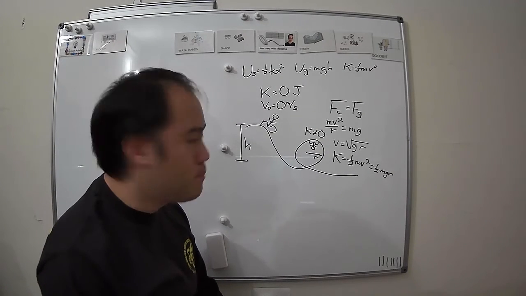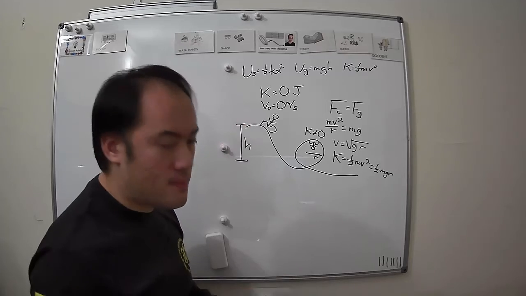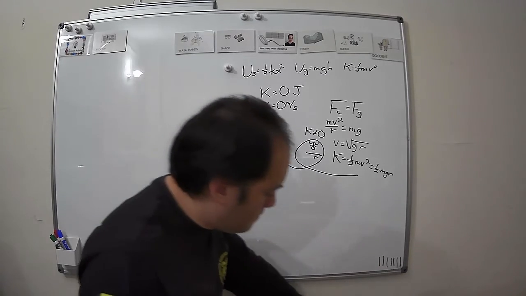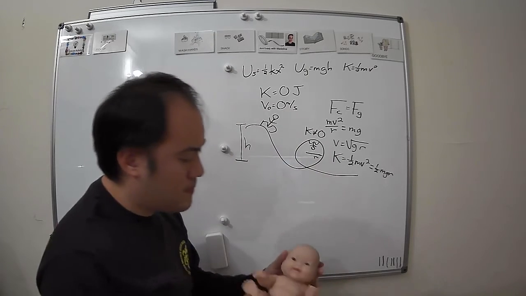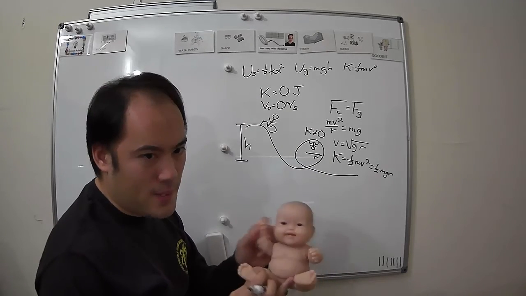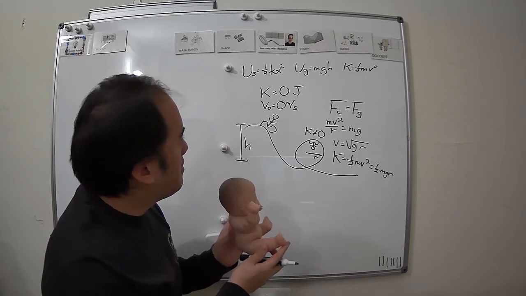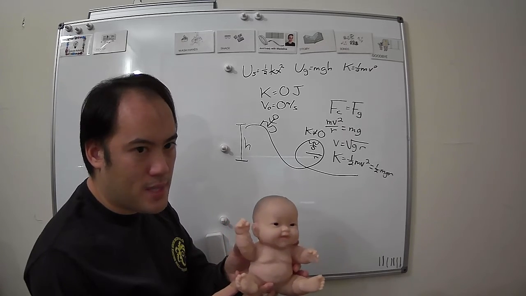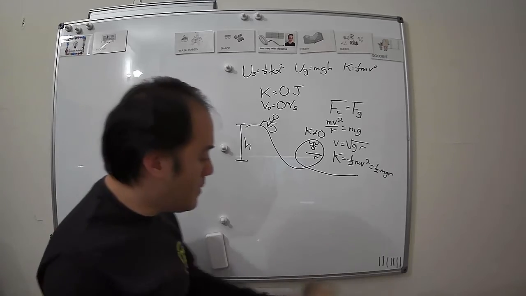Good job, Mr. Lamb. Thanks. What's U at the highest point? Sage? Well, I don't want to get thrown against the wall. mgh, and h at the top of the circle is 2r. Yeah, that's right.